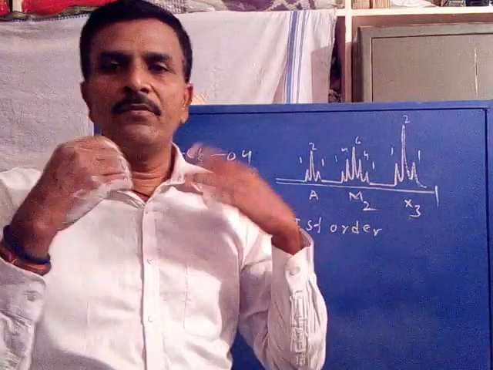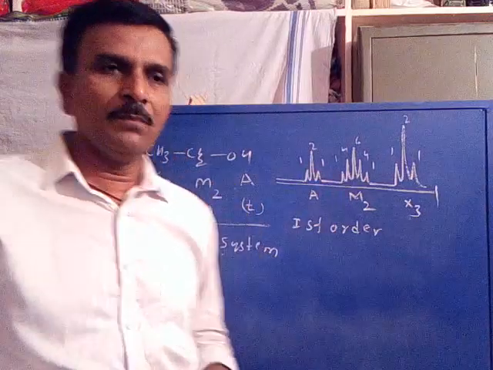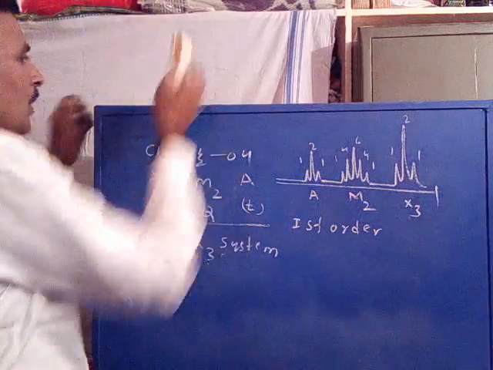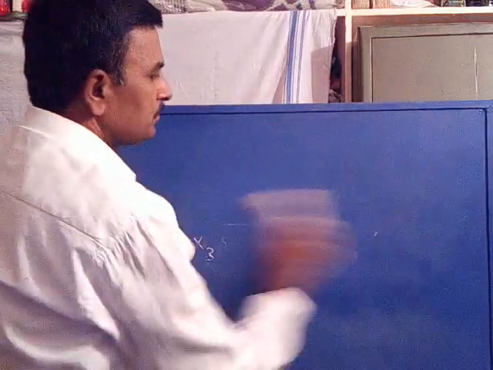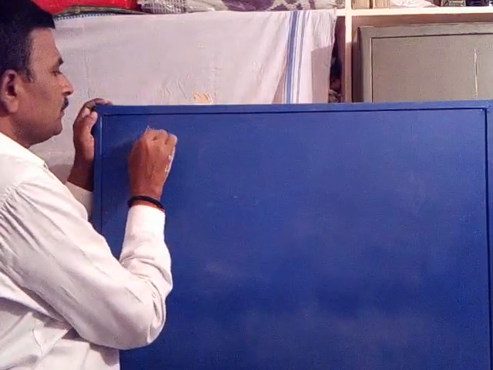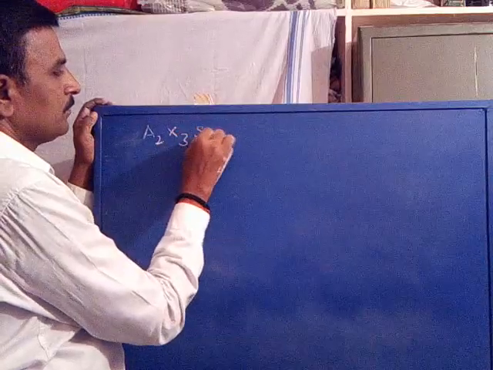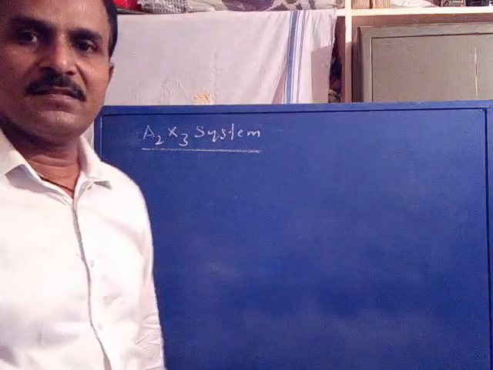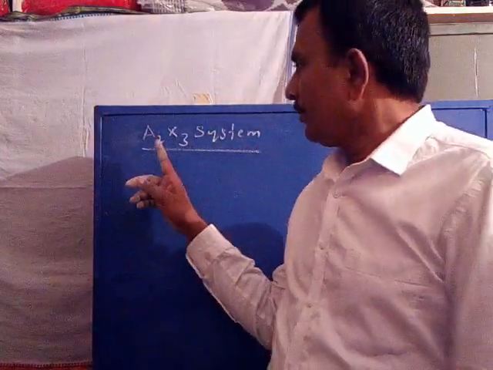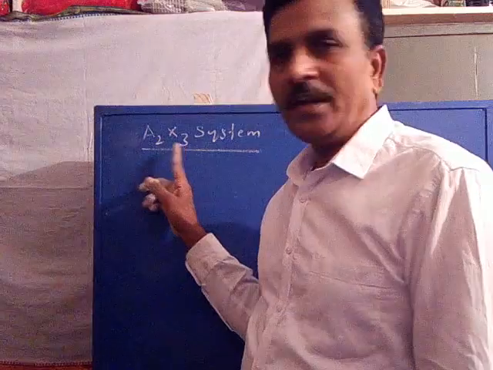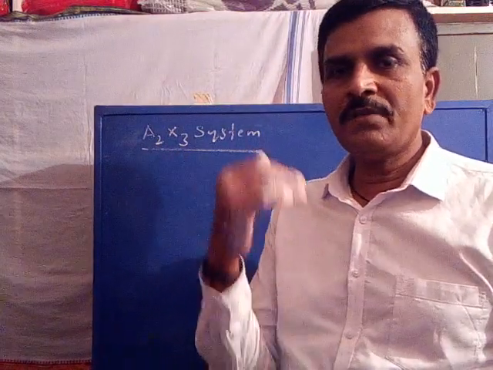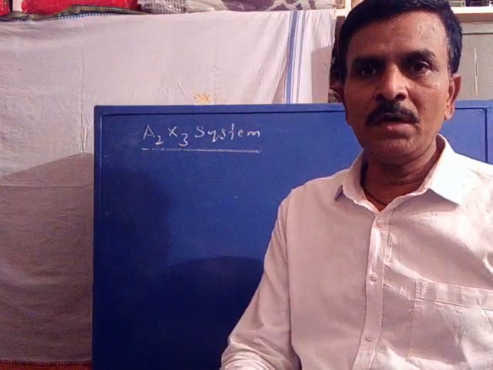So in that way we can construct n number of examples, changing the oxygen group with other. Now the other system, A2X3 system. You observe there are only 2 sets, A set and X set. 2 sets of proton. A molecule which consists of 2 sets of proton.